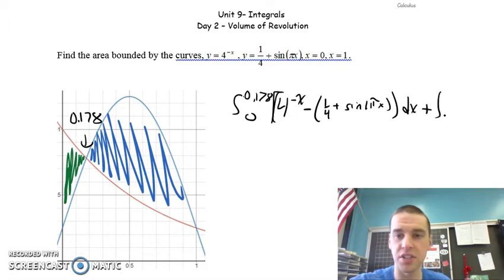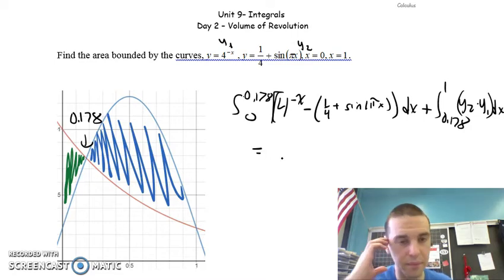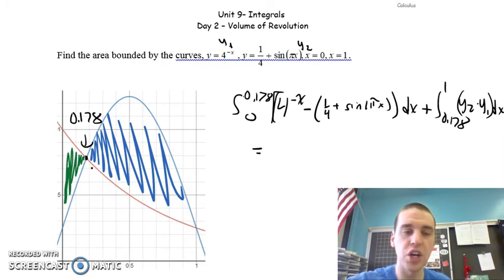Plus from 0.178 to 1 of, I'm going to call this y2 and y1, so we're going to go y2 minus y1 dx. Knowing that you could put that in your calculator, I just let those be that. But just so you understand, when you have an intersection point where the top and bottom curve change, you do need to have two separate integrals.